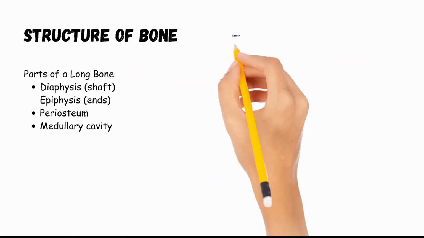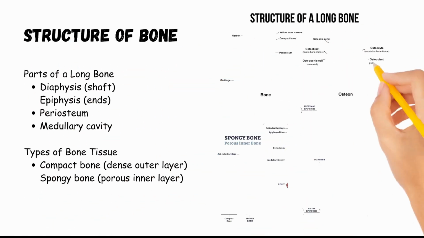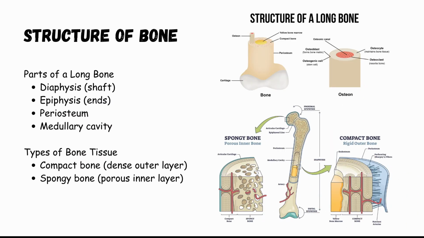Let us now examine the structure of a typical long bone. A long bone consists of the diaphysis, the shaft; the epiphysis, the ends; the periosteum, the outer covering; and the medullary cavity, the central cavity containing marrow. There are two types of bone tissue: compact bone, which is dense and strong, and spongy bone, which is porous and lighter. Compact bone provides strength and protection, while spongy bone reduces weight and contains bone marrow.